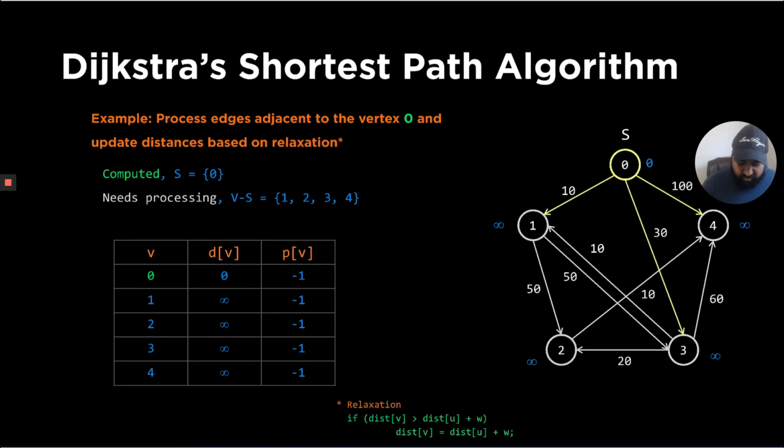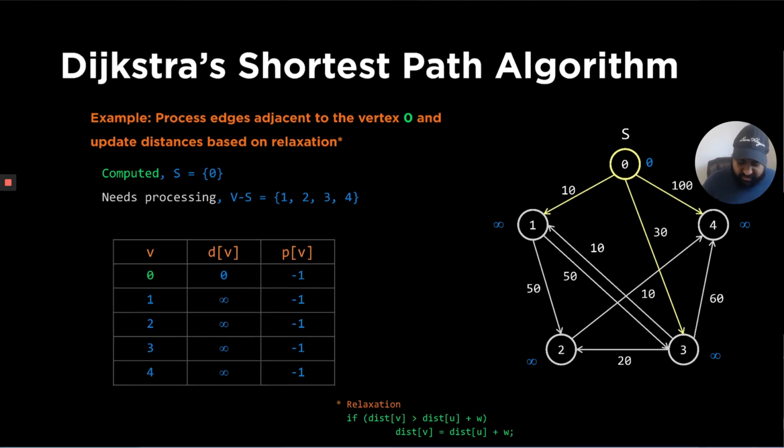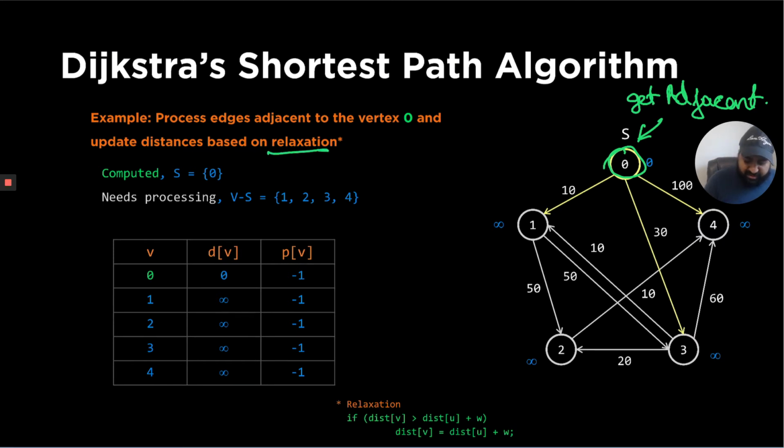Next, we are going to process each edge that is adjacent to this vertex 0. So if we have the source vertex, we call the function get adjacent, which we already developed in the previous lectures. And then we are going to perform something called relaxation. This idea of relaxation is central to almost all the different graph algorithms that we are going to see, and it's going to reoccur again and again.